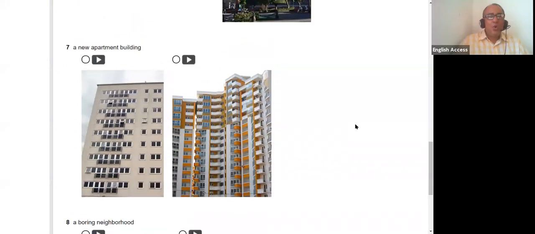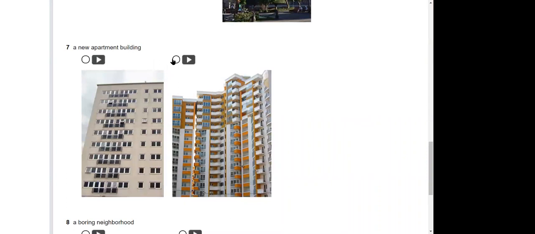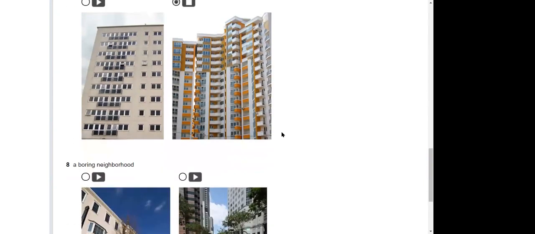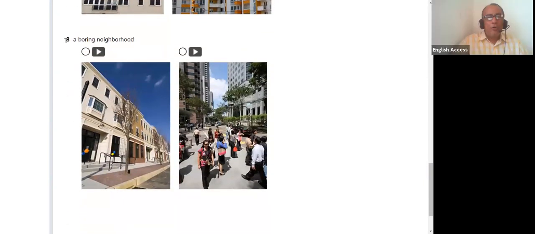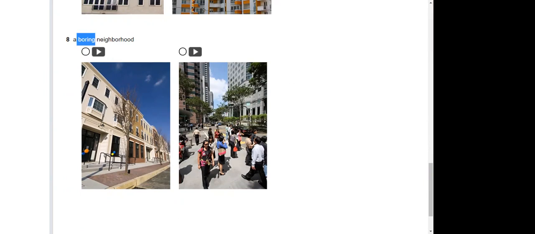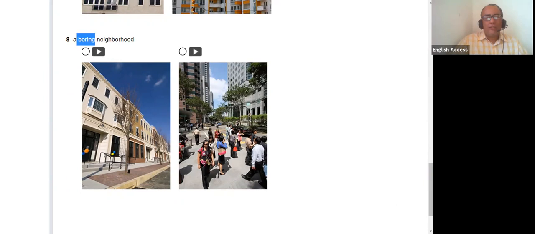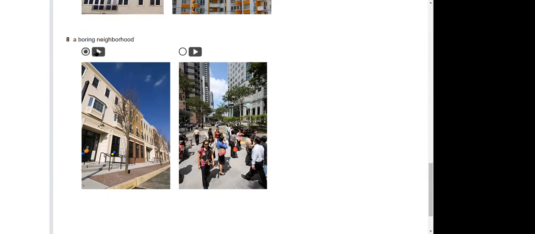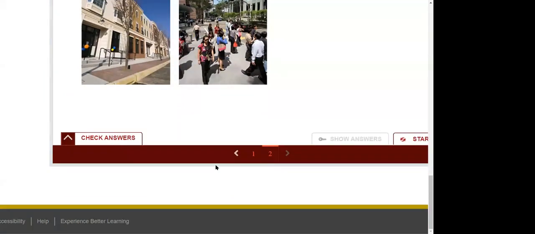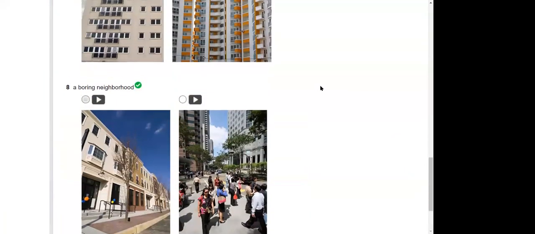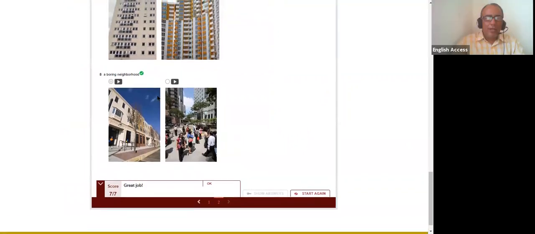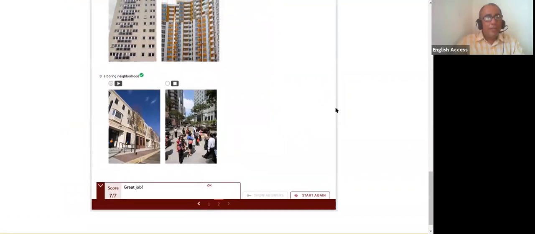And a new apartment building. Obviously, the second picture. A new apartment building. A boring neighborhood. What means boring? ¿Qué significa boring? Aburrido. Exactly. What is a boring neighborhood? The first or the first? The first. A boring neighborhood. Yes. Great job. Yes, that was easy. A boring neighborhood. An exciting neighborhood.